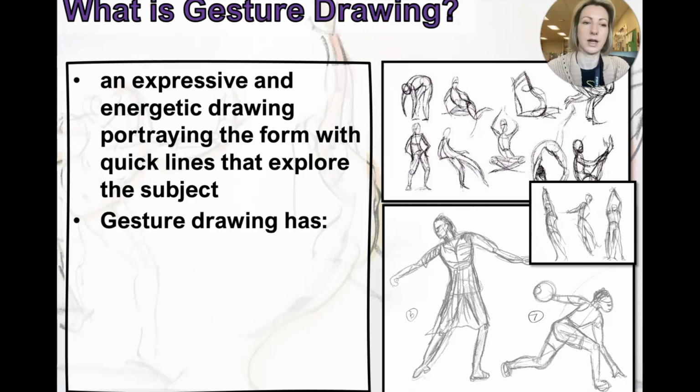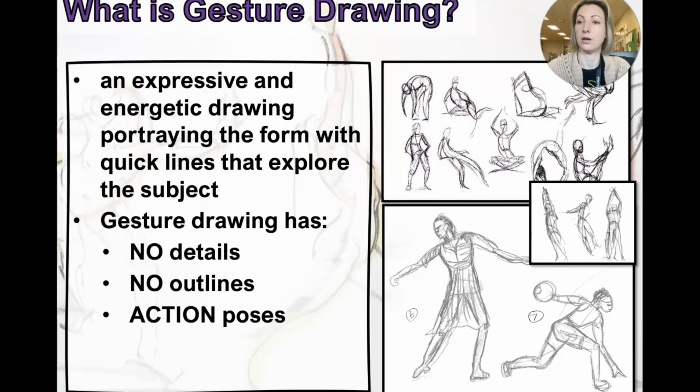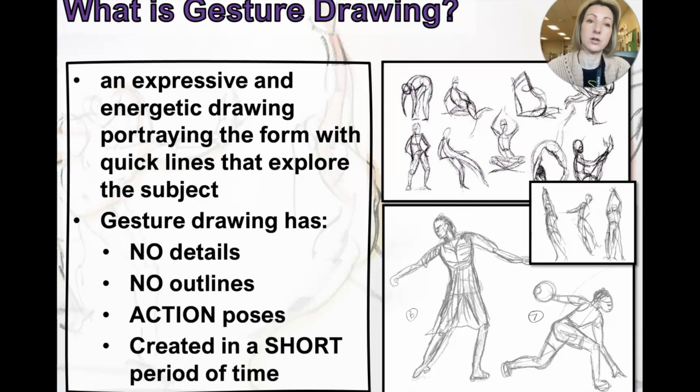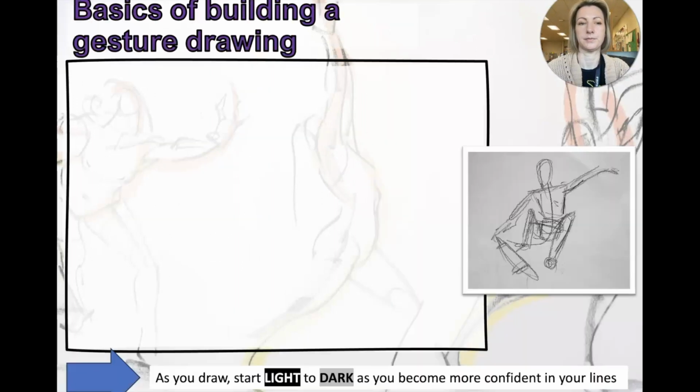So gesture drawing has no details, no outlines, action poses, and it's created in a short period of time. So think 30 seconds, 1 minute, 2 minutes, 5 minutes. Any longer than that, and you're going to be starting to add details, which isn't really a gesture drawing.